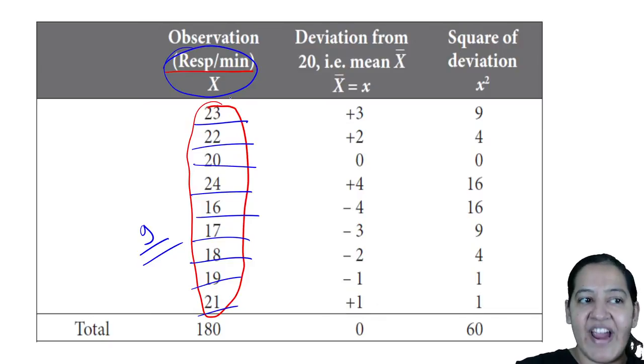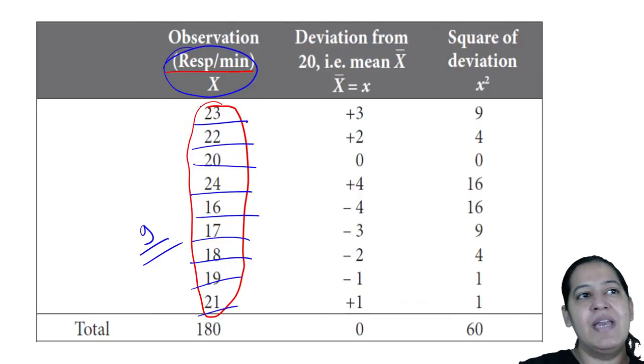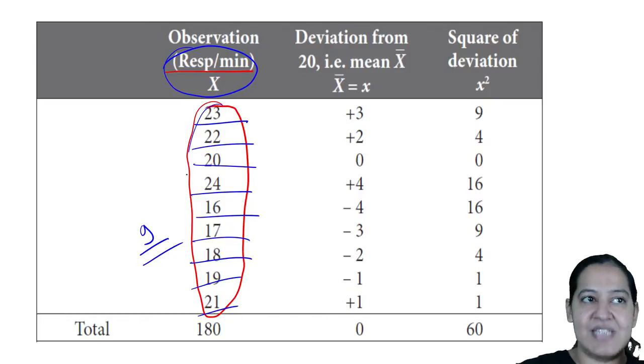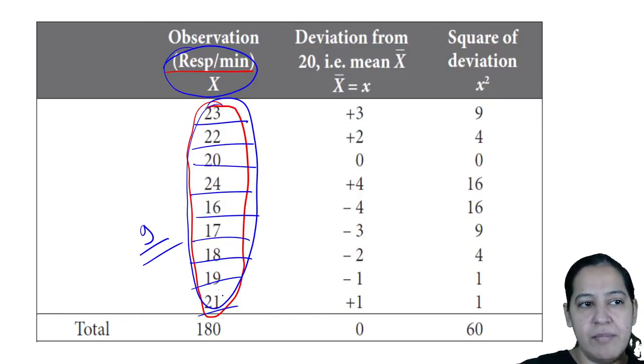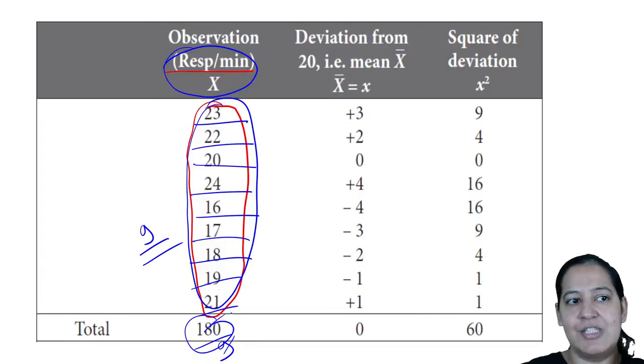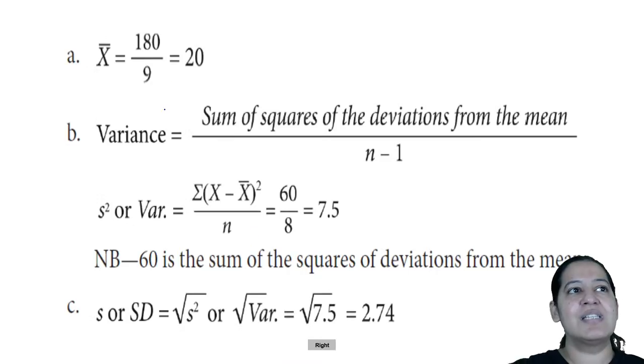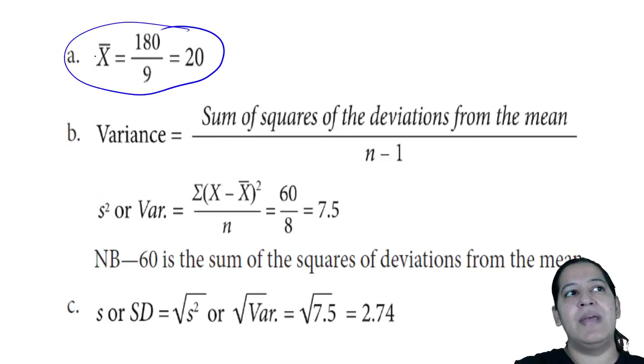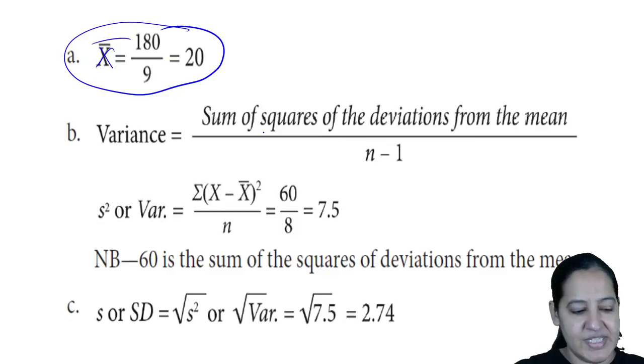First I will find out the mean. How will I find the mean? Just add all of them. That is 180 divided by 9, the number of observations is 9. That is 20. So 20 is the mean. First is to calculate the mean, which is indicated by x bar. So it is 20. Have you got it?